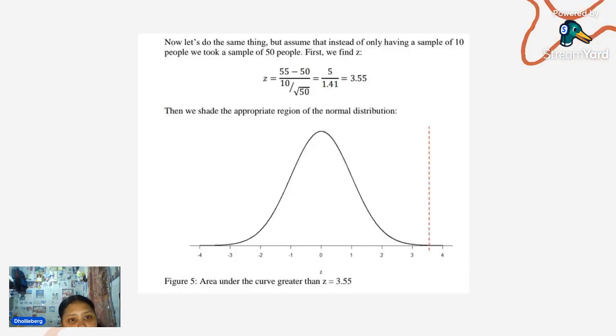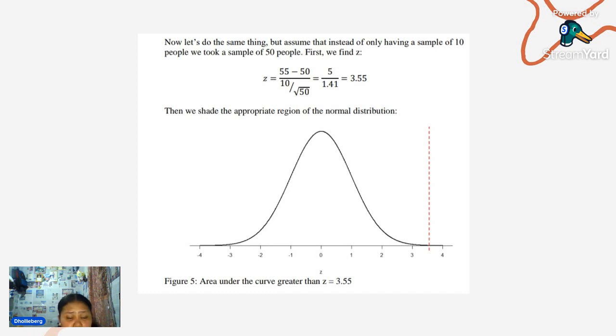Next, let's do the same thing but assume that instead of only having a sample of 10 people, we took a sample of 50 people. We find Z. So, instead of a sample of 10 people, it is now 50. The 10 earlier was for the first example. Now, instead of 10 as our sample size, our sample size is 50.